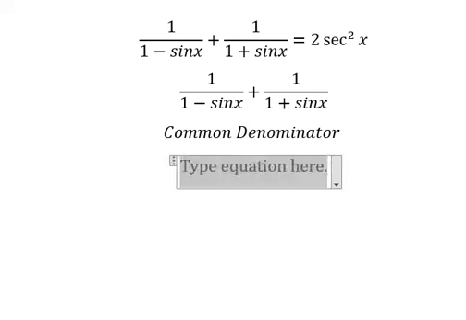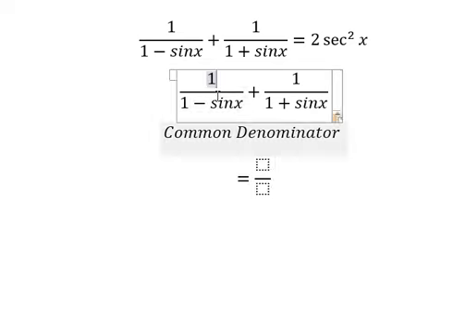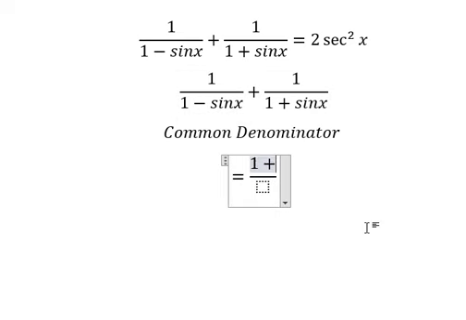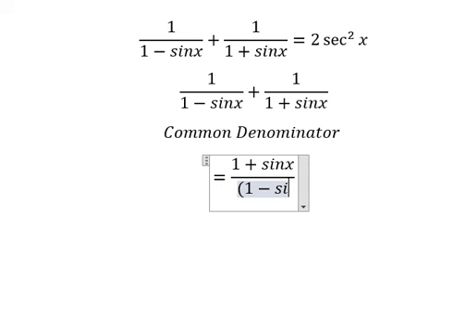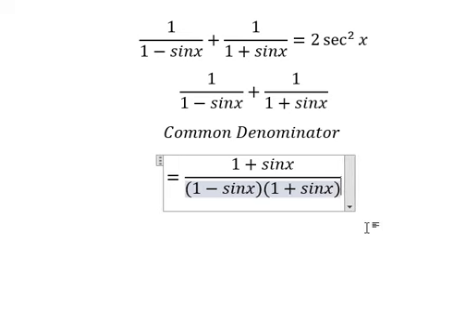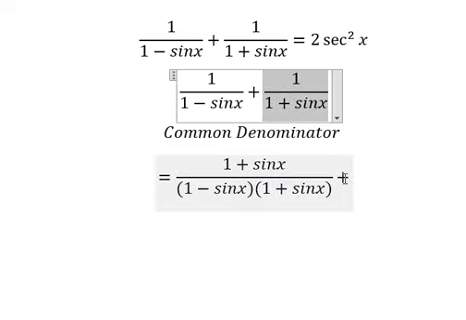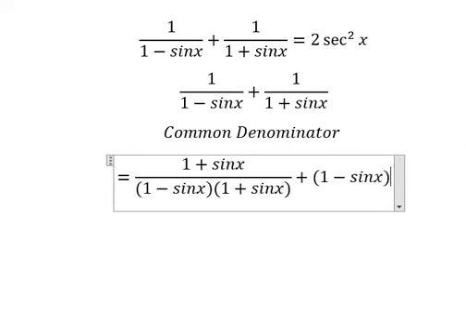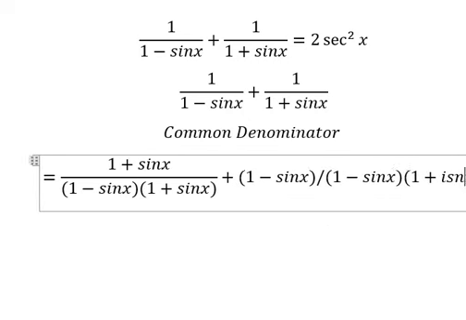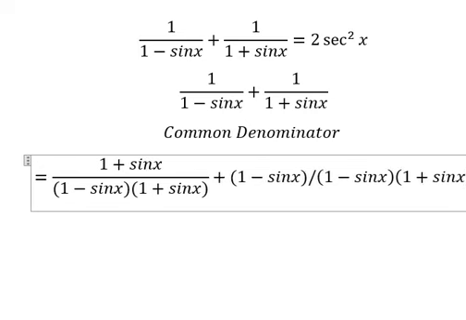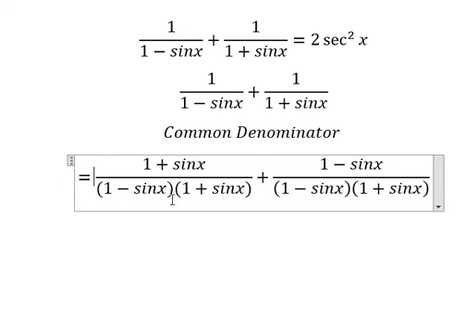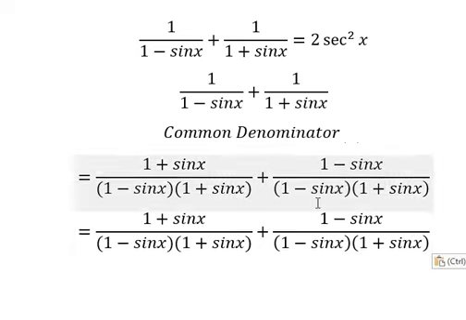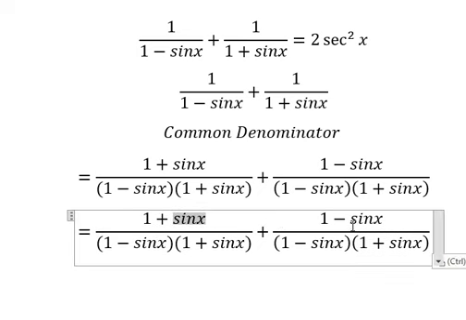So this one will multiply by 1 plus sine x. This one by 1 minus sine x. So sine x minus sine x, they cancel. 1 plus 1, we have number 2.